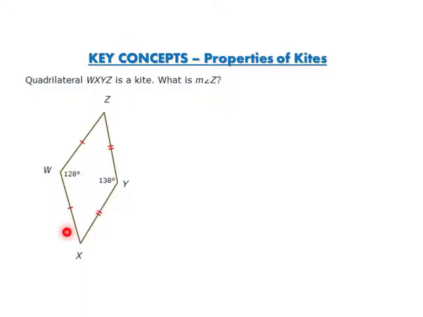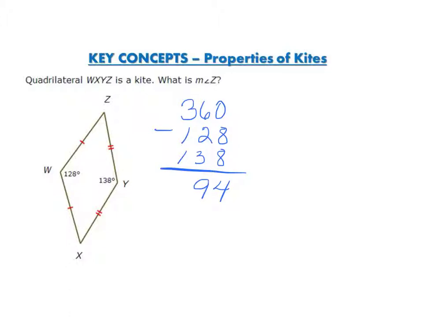We're going to start out with the total sum of the degrees, which in a quadrilateral is 360. Then I'm going to subtract the two angle measurements that I know, 128 and 138. When I subtract those, I have 94. Now remember, I have two angles that are the same measure, so I'm going to divide 94 by 2, and I get 47. So the measurement of angle Z is 47 degrees.